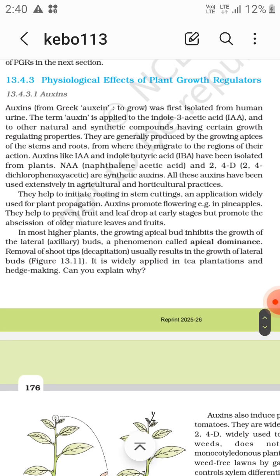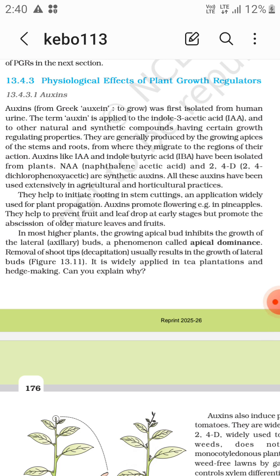Now, auxins help to initiate rooting in stem cuttings, an application widely used for plant propagation. Auxins promote flowering, for example in pineapple. They help to prevent fruit and leaf drop at early stages, but promote the abscission of older mature leaves and fruits. Means if the leaves and fruits are older, they promote it, they want them to get old and fall. So this is what auxin does.